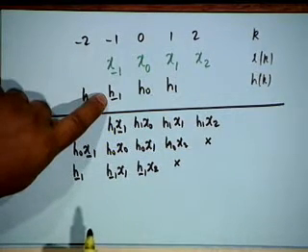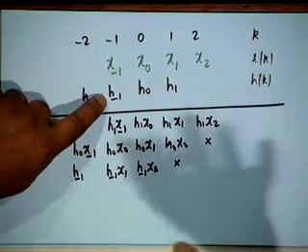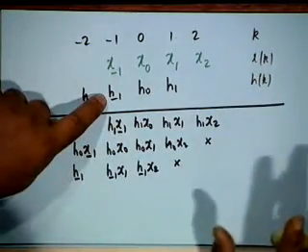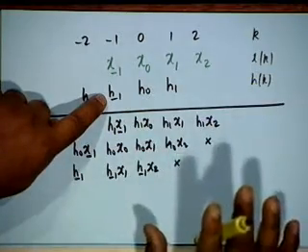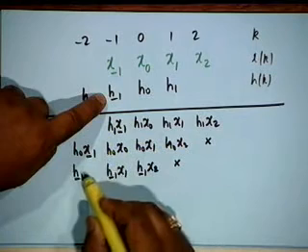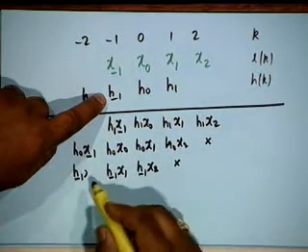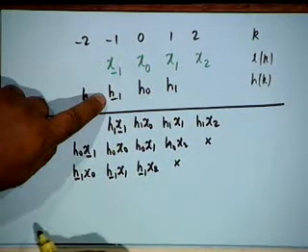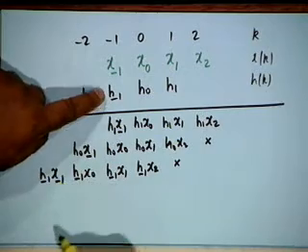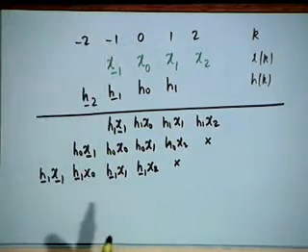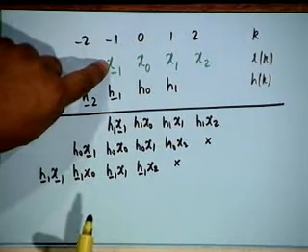We don't reverse the sequence. We are writing h of k as it is, no h of minus k, no confusion, h of k as it is, no modification. Alright. So h of minus 1 x0, then h of minus 1 x of minus 1. Alright. Stop, because we have gone up to x of minus 1.